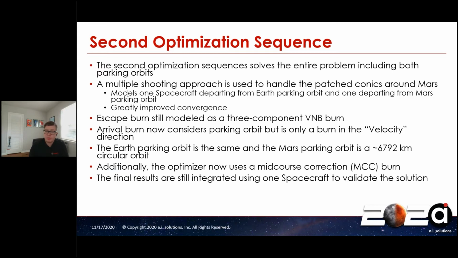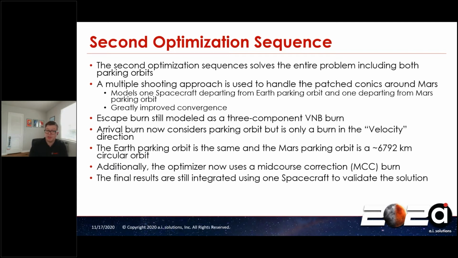Our escape burn is still modeled as a 3-component VMB. Our arrival burn is now actually going to be a maneuver, and it considers our parking orbit, but it's only a burn in the velocity direction. That's because we know an optimal solution doesn't have any normal or binormal components. Earth parking orbit is unchanged, and our Mars parking orbit that we're using now is 6,792 kilometers in radius in a circular orbit, and that's also at 2 times the radius of Mars.